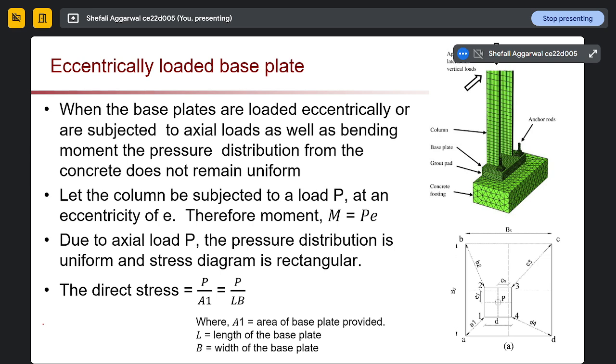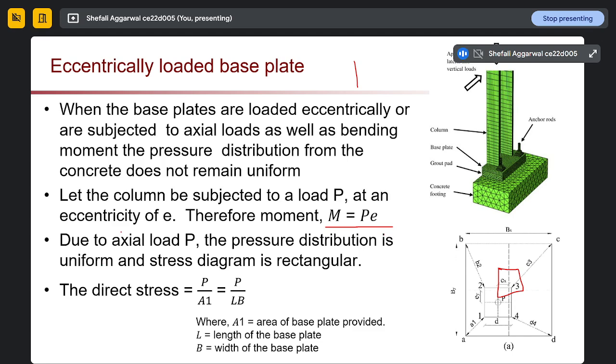Second thing is, in case our column is not loaded centrically. In case our column is provided at some corner, like in this case, it is not provided in the center, in that case, the design steps will be a little bit different. So in this case, we calculate the moment, and moment is given by load into eccentricity. M is equal to P into E.